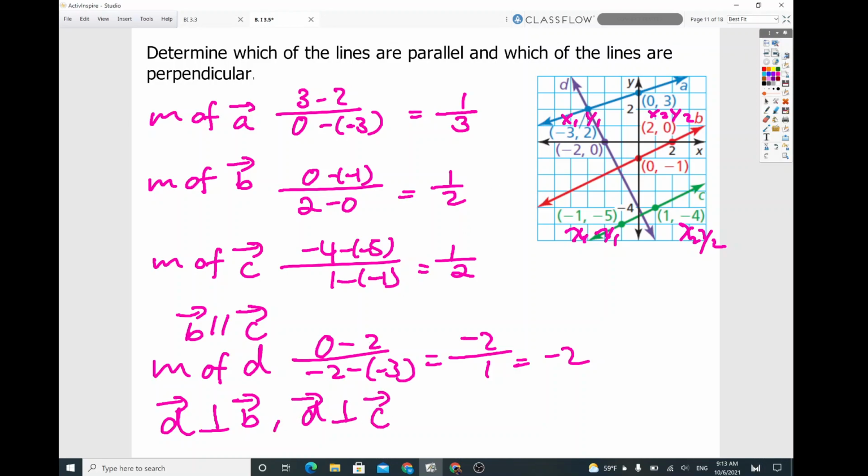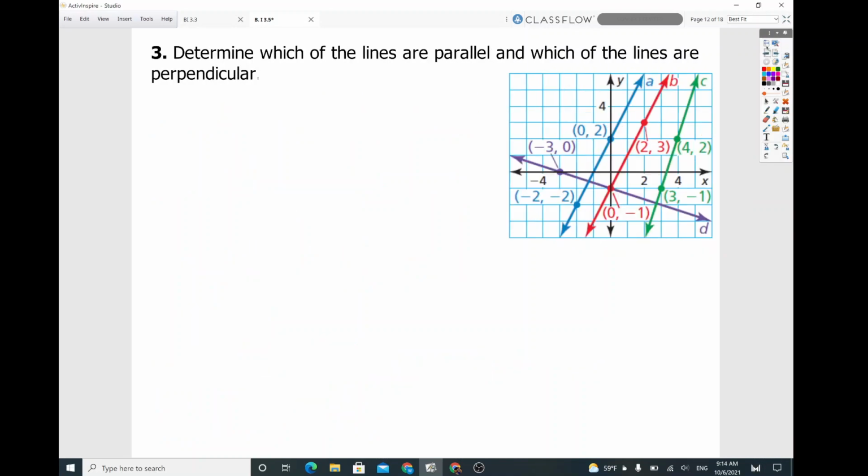Okay? So determine which of the lines are parallel and which of the lines are perpendicular. This one is a simple example that you can try, just like the previous one.